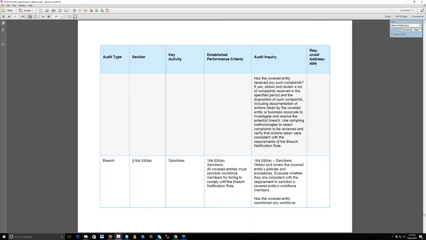Okay, do you sanction? And if you're going to sanction, then you have to understand how you determine that there's been a violation of the security rule. Otherwise, how are you going to sanction consistently across employees? You're probably inviting a lawsuit.